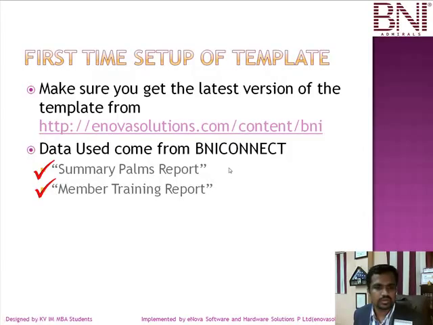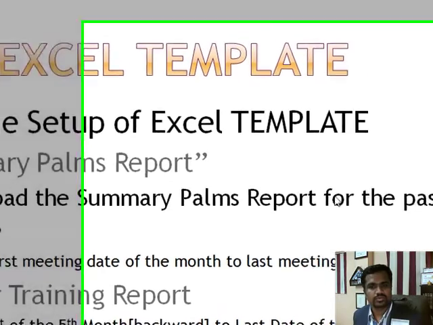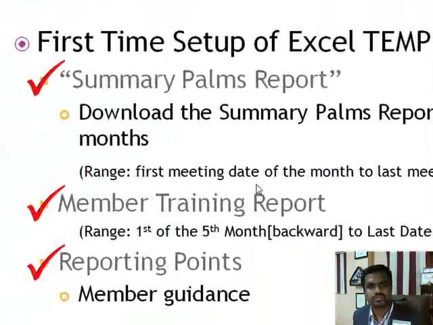So we have downloaded this template, and then downloaded these 2 reports and loaded them for every month. So for first-time setup, you download the summary POMS report for the past 6 months, and then the weekly reports till the current date, and then the member training report from the first date of the first month backward until the last date of the current month.